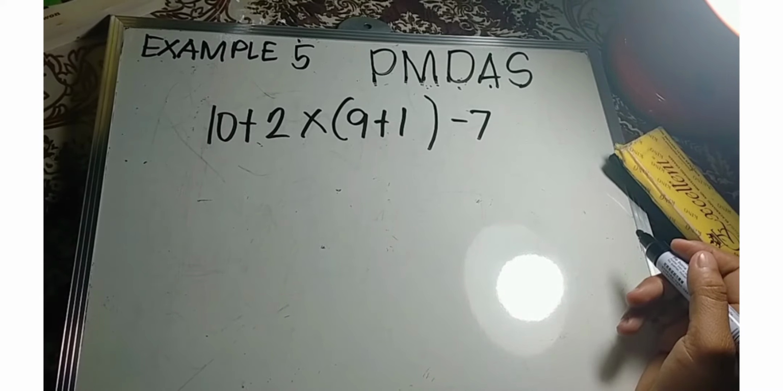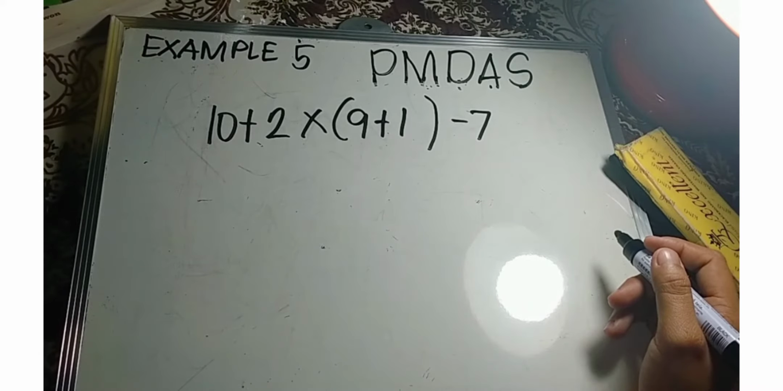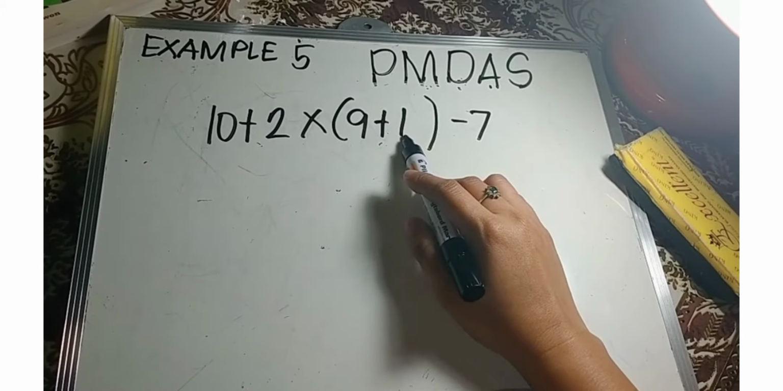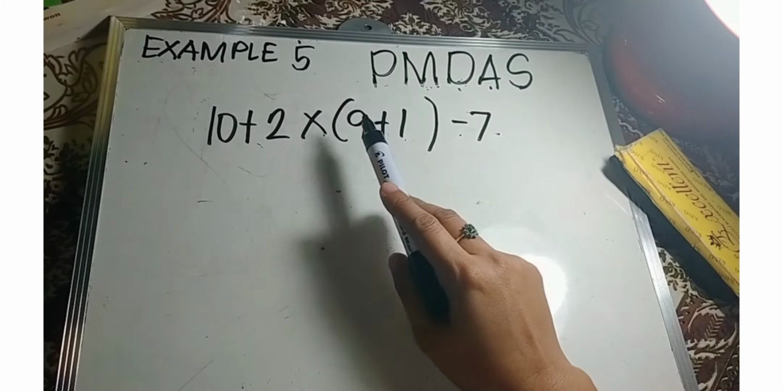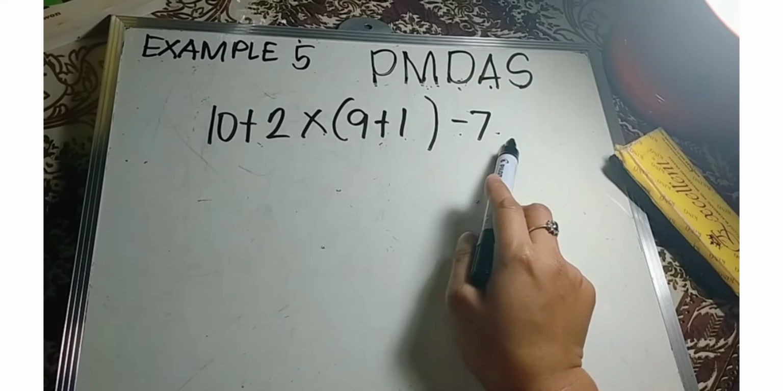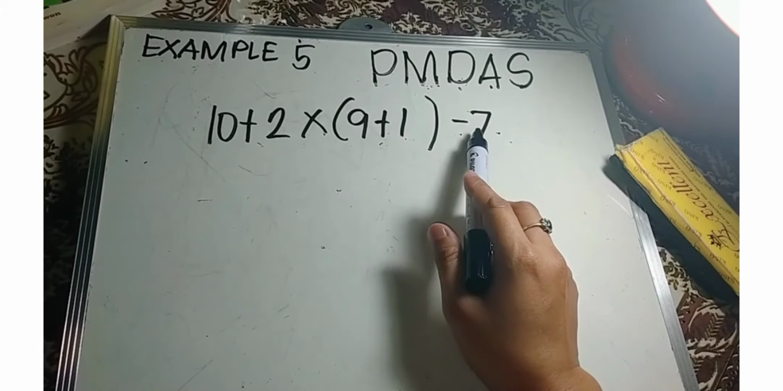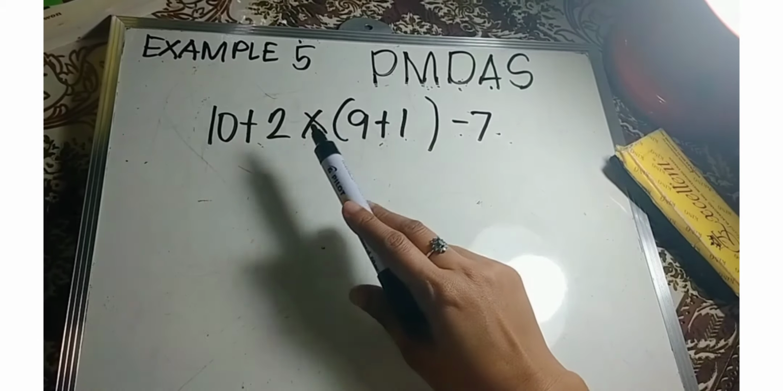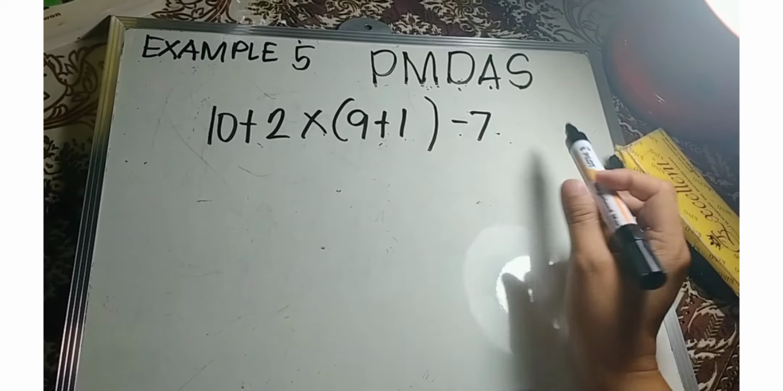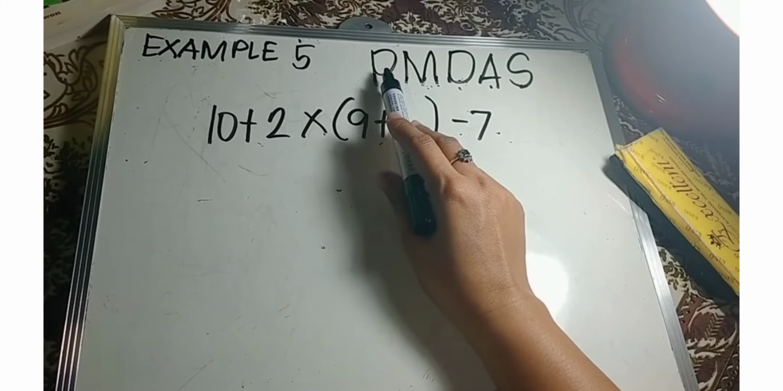Okay, let us have our example number 5. The given expression is 10 plus 2 times quantity 9 plus 1, minus 7. Okay, so kung bibilangin natin ang operation na given dito sa ating example number 5, we have the addition, multiplication, and subtraction. Okay, based on the rule, we have to perform first the parenthesis.